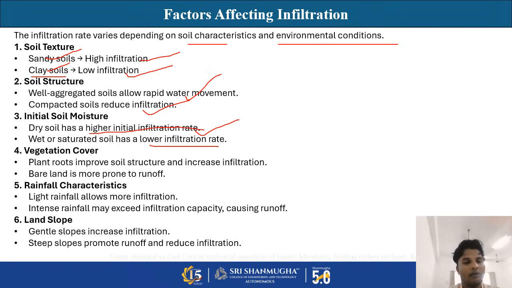Then next is vegetation cover. Plant roots improve the soil structure and increase infiltration, while bare land is more prone to runoff. So when the land has dense plants and plant roots, the infiltration is high. Then rainfall characteristics. Light rain allows more infiltration, and intense rainfall may exceed the infiltration capacity, causing runoff. Then land slope: a gentle slope increases infiltration, and steep slopes promote runoff.